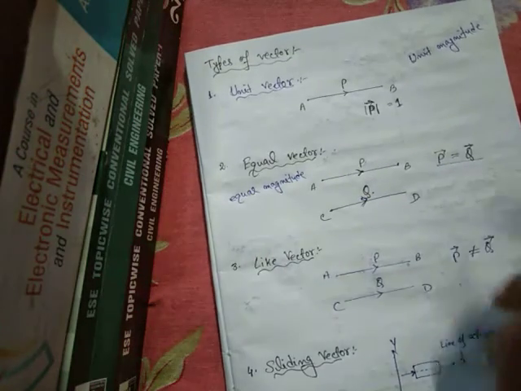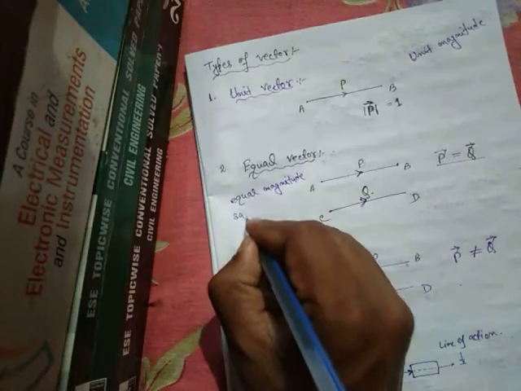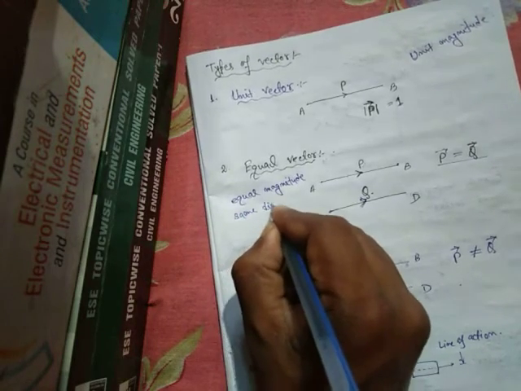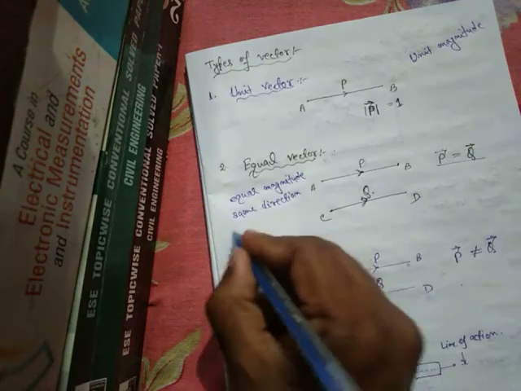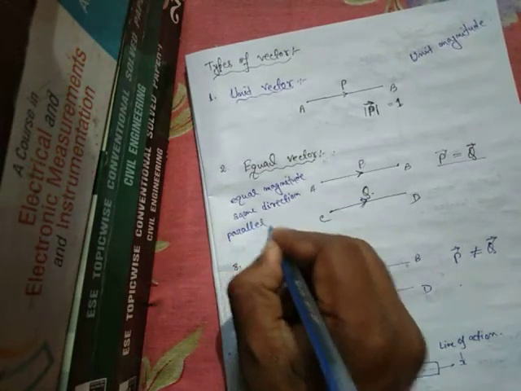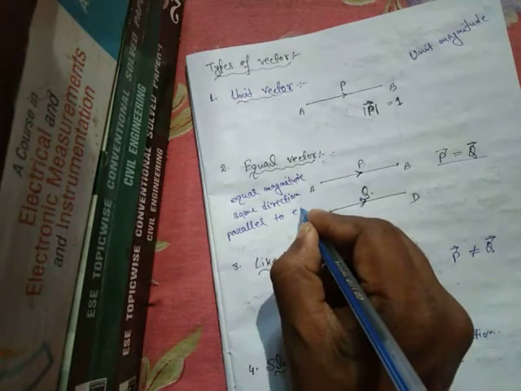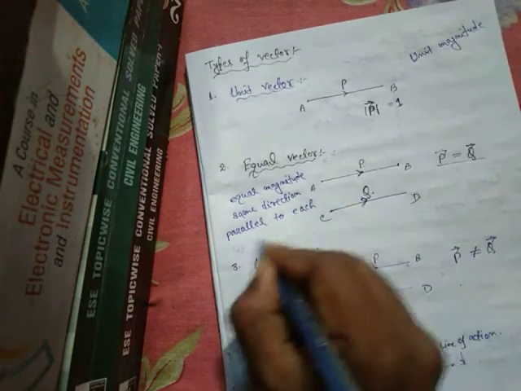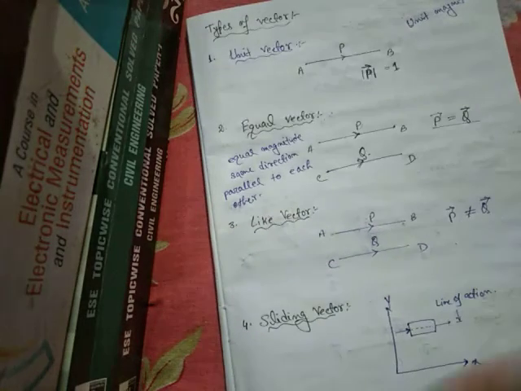That is P equals to Q. Here is the same direction and parallel to each other. This is an equal vector.